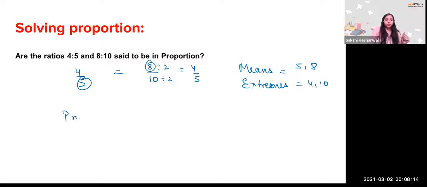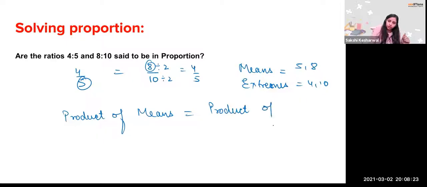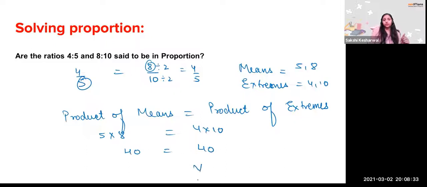So we know that for a proportion, the product of means is equal to the product of extremes, right or not? So the product of means is 5 into 8, and the product of extremes is 4 into 10, which is 40 equals 40. So yes, it's a big yes, they are in proportion, right?